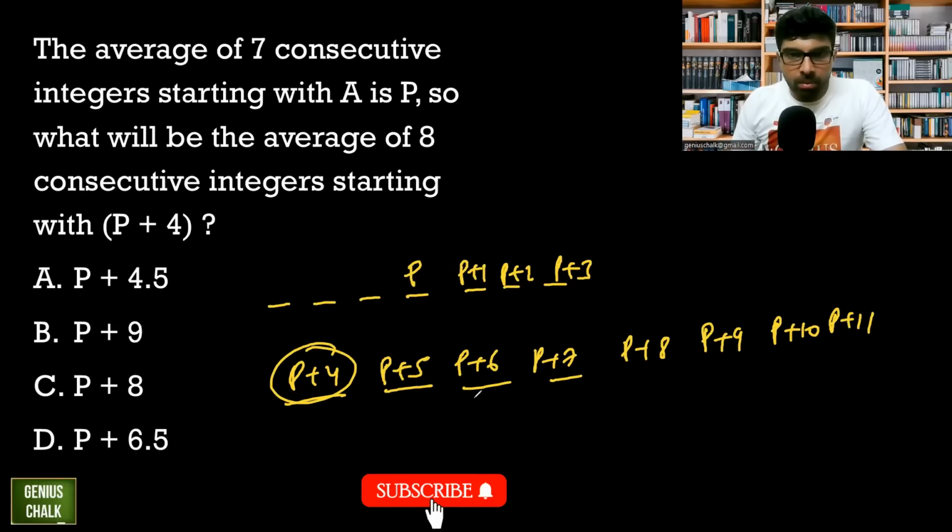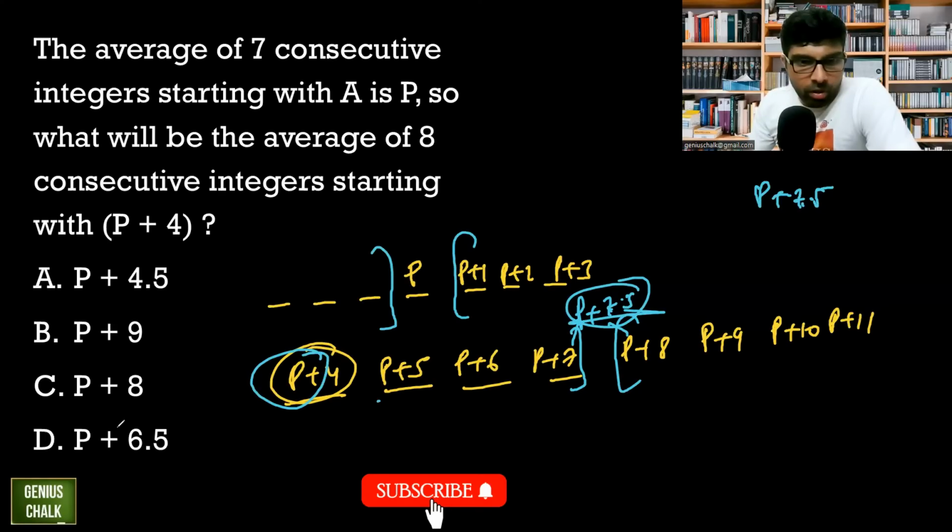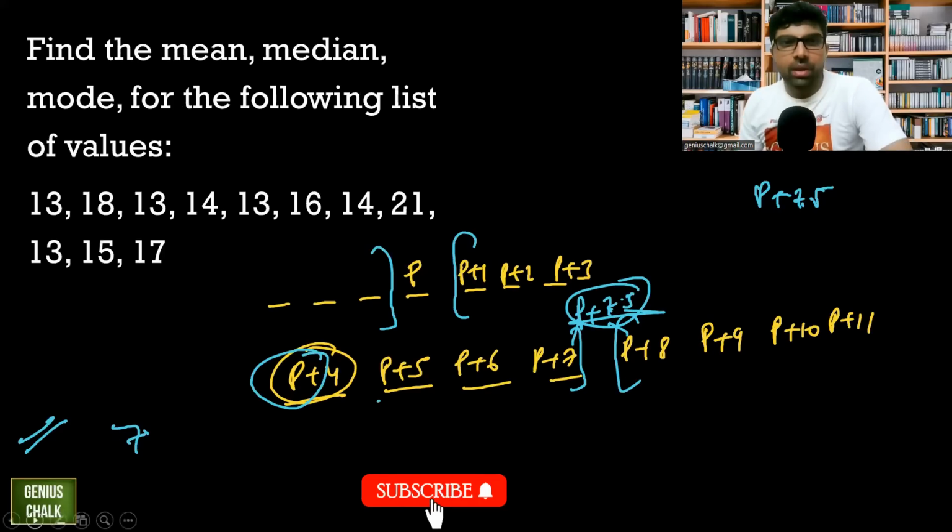You know that for 8 numbers the average lies between the 4th and the 5th. So what is the number? P plus 7 and P plus 8, so it is 7.5. So P plus 7.5 must be the average. 7.5, not 6.5, so please correct it. Option D is my correct answer.